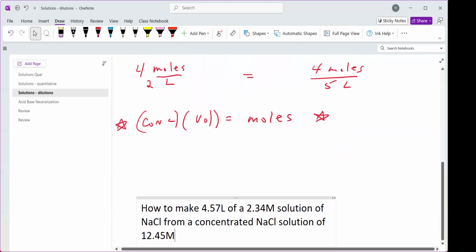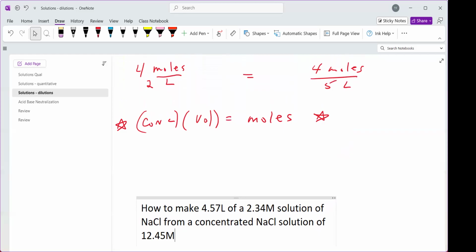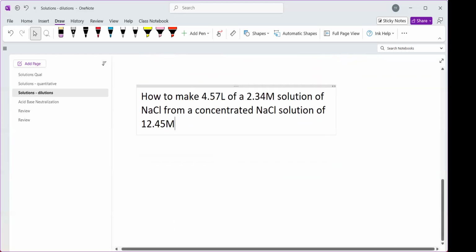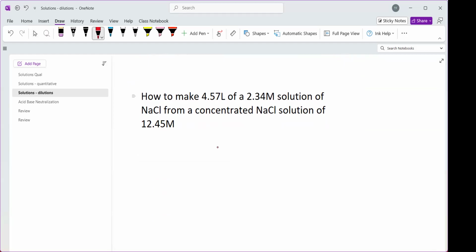Now, concentration times volume equals moles. We've already talked about the moles don't differ from the concentrated versus the dilute. The moles are the same. That means we can set equal concentration times volume equals concentration times volume. So we've got concentration and volume right here. So this is the dilute.